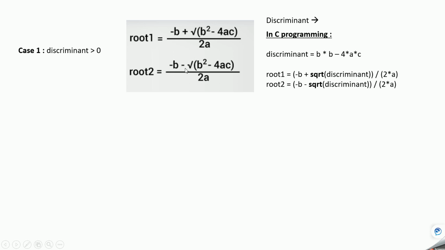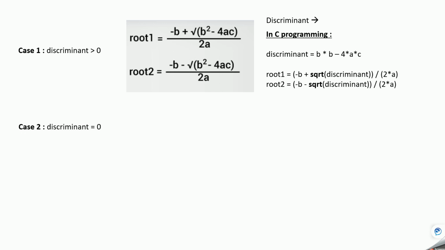Minus b, here it is there, minus b, then again minus, and the square root of b square minus 4ac, which is represented by this discriminant, and then divided by 2 into a. Okay, so let's see the second case.